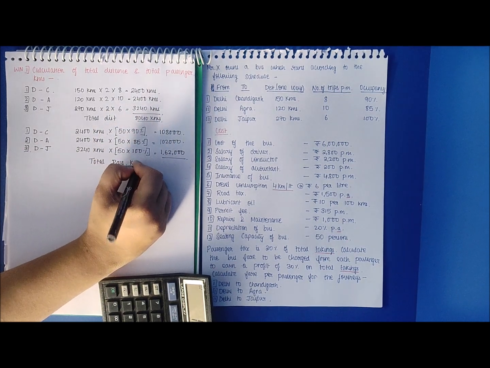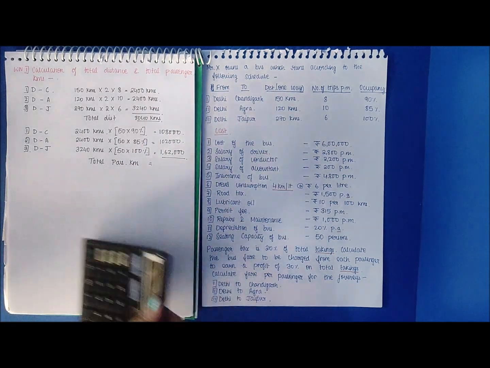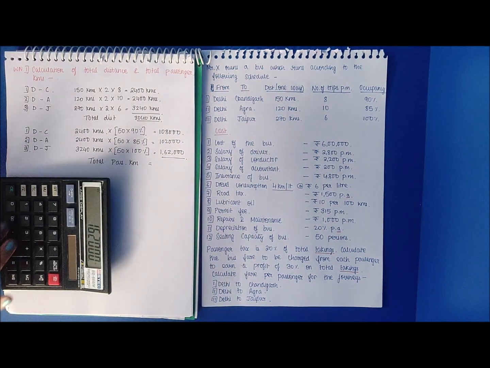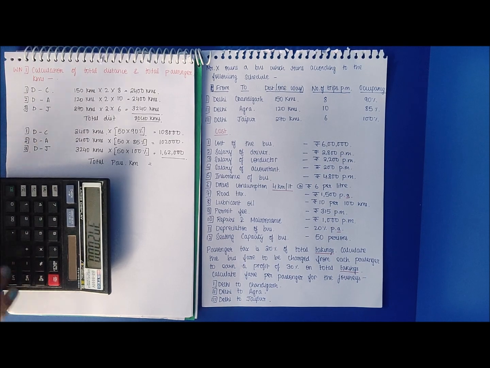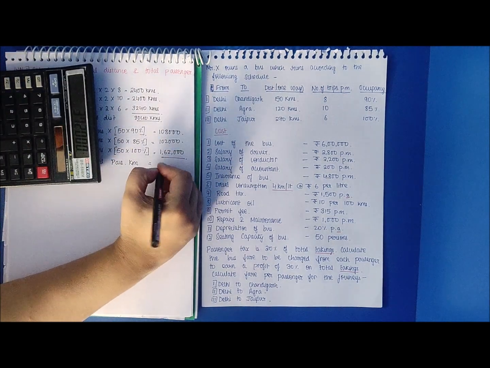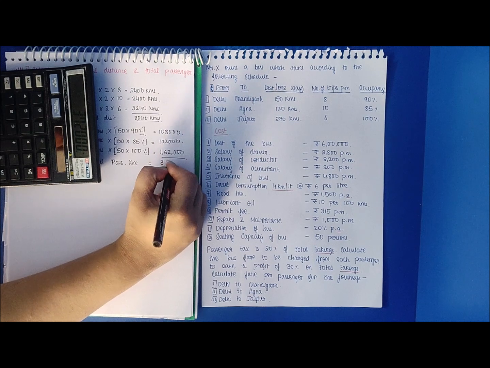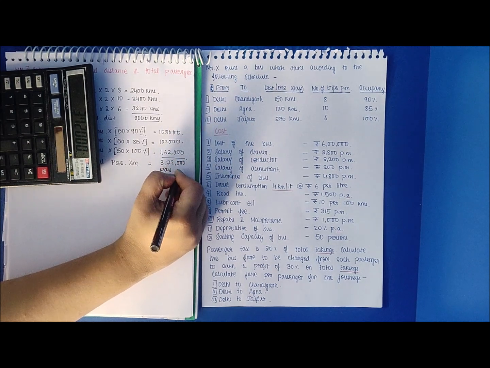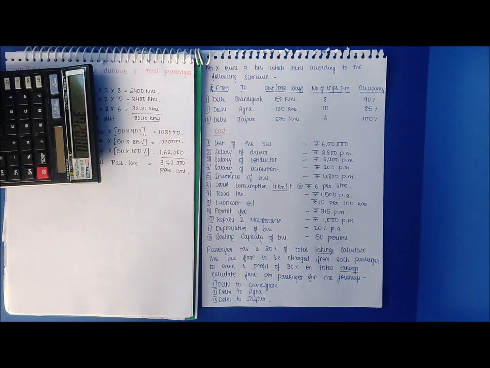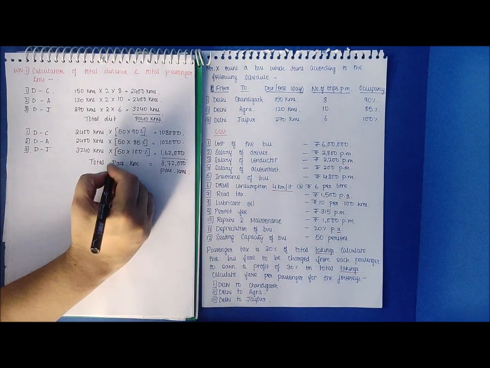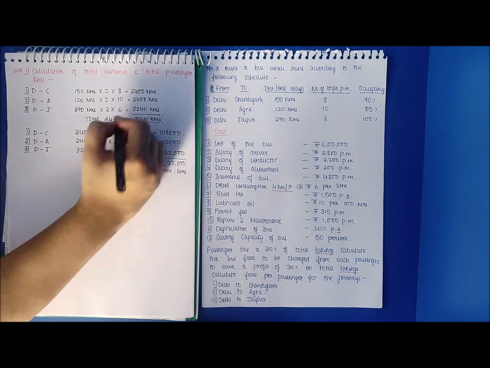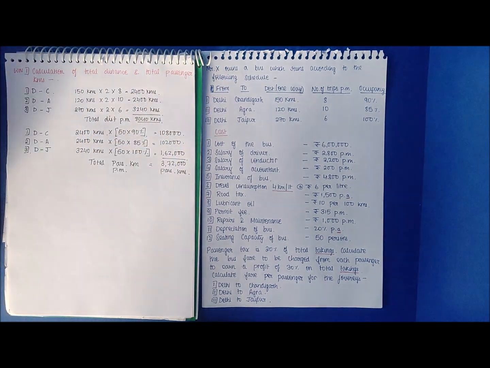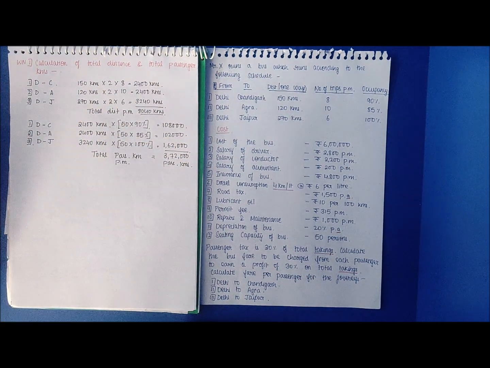Those who have confusion about the meaning of passenger kilometers, please refer to the first video in the playlist, which is about the explanation of passenger kilometers, explanation of operating costing. 3,72,000 passenger kilometers. This is per month, right? So total passenger kilometers per month. We are calculating everything per month. Total distance per month. Everything is per month.